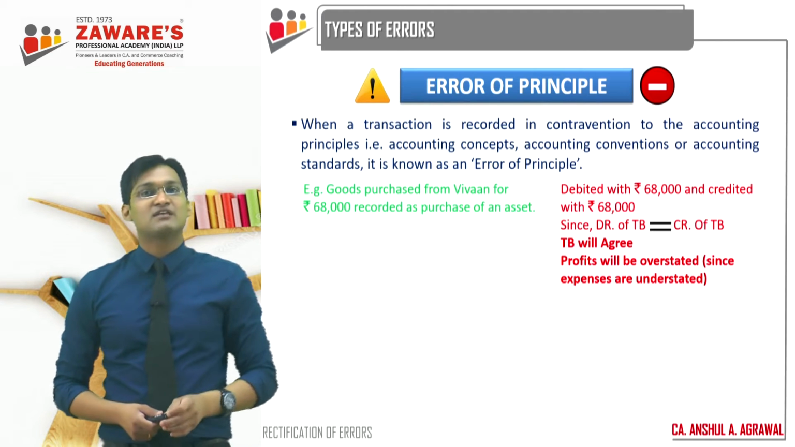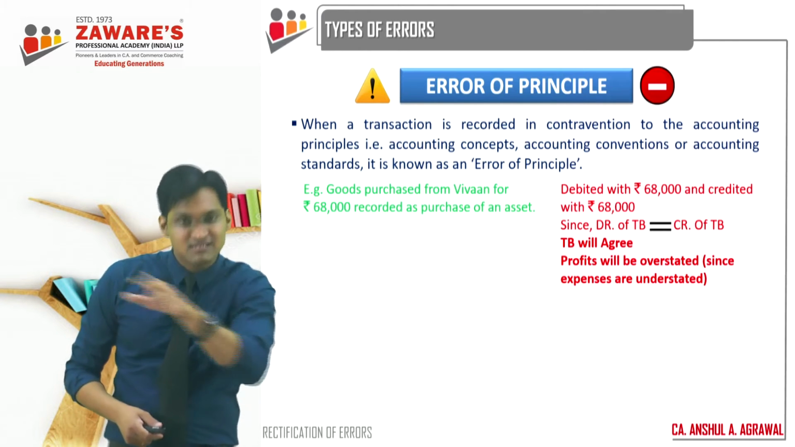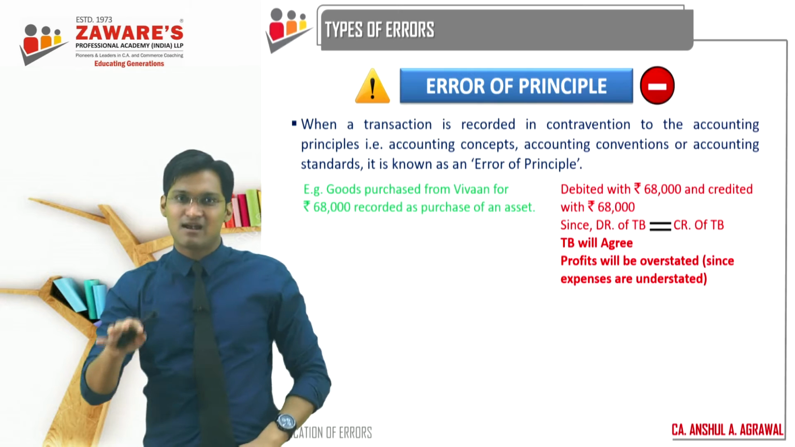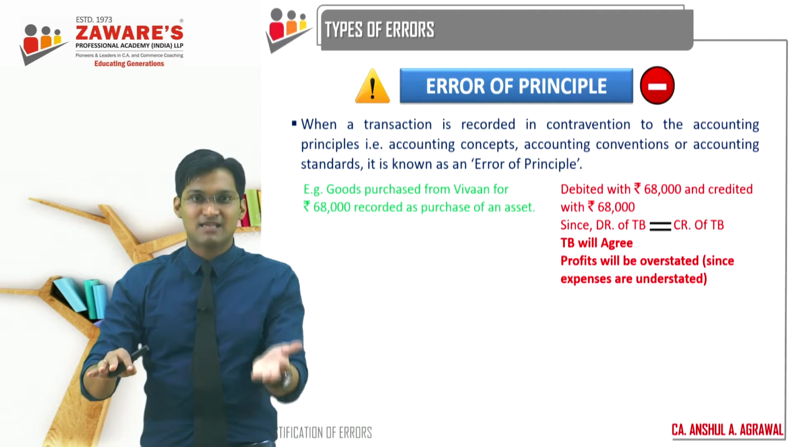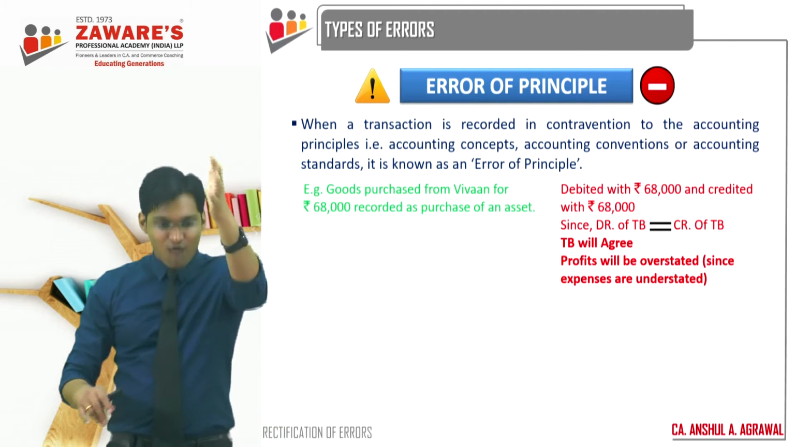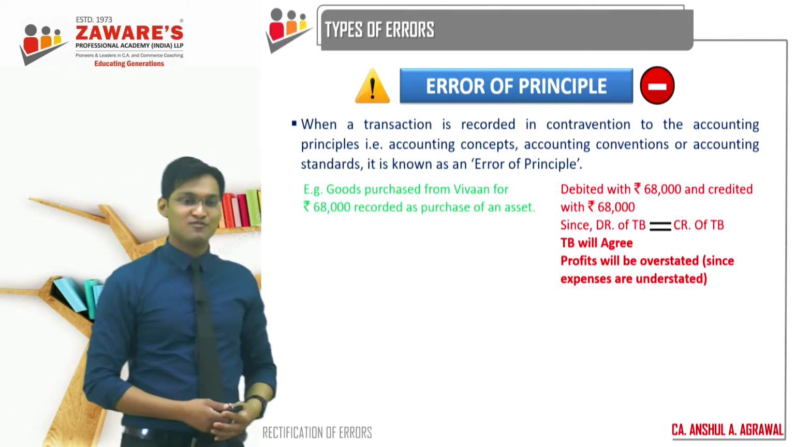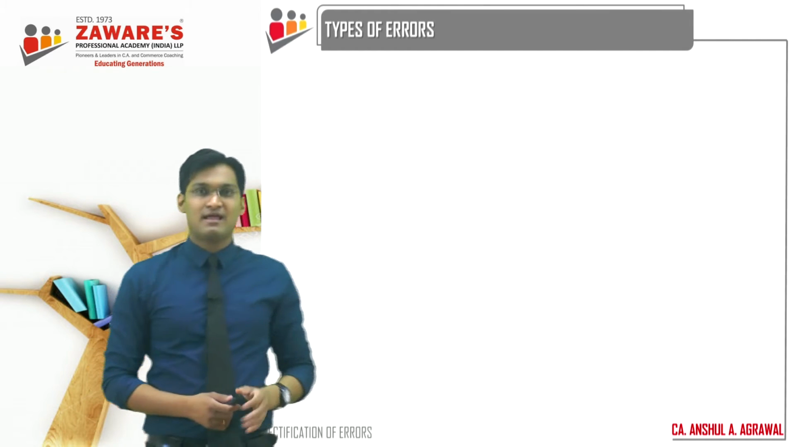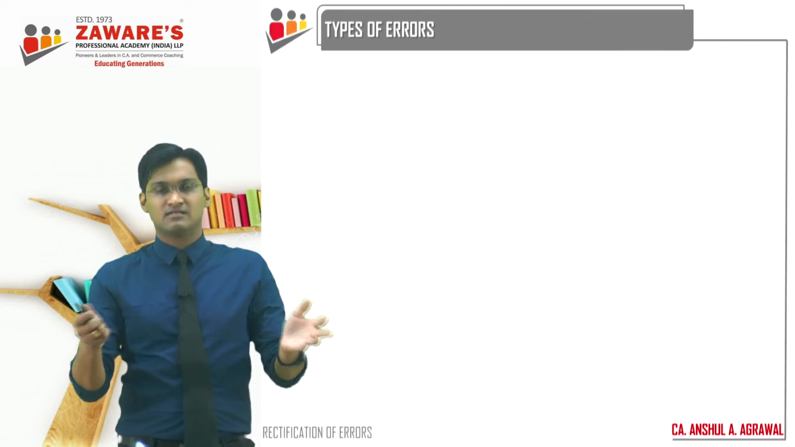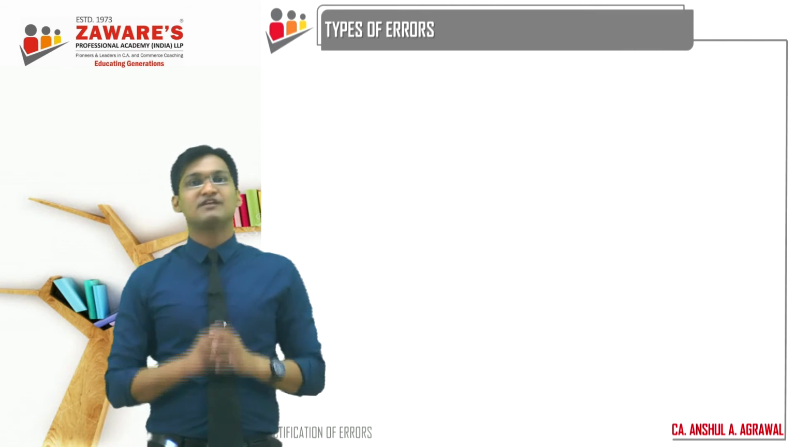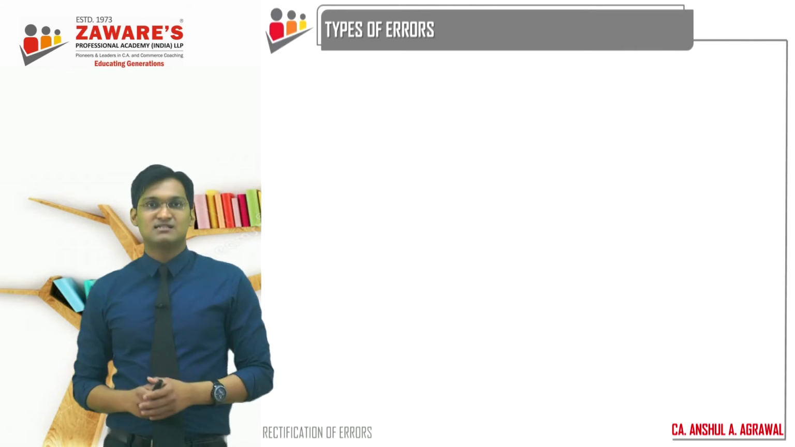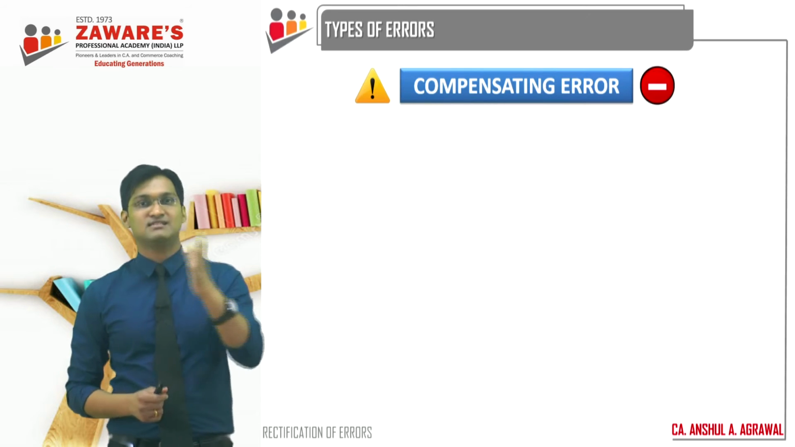That means your expenses are understated. Your expenses are understated means, can I say my profitability is overstated? Understood all of you? Clear? So, example of error of principle. I hope it's clear to all of you. Let's proceed to the last type of error, and that is known as compensating error.